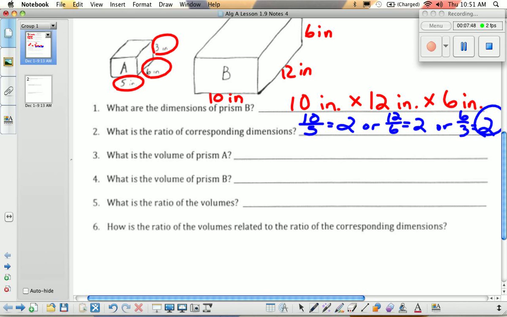Okay? What's the volume of prism A? How are we going to find that? Length times width times height. So we're going to take 5 times 6 times 3, which is 90. Anybody know what the label on that would be? Inches squared. Not squared. We have a 3-dimensional object. Yeah, inches cubed.